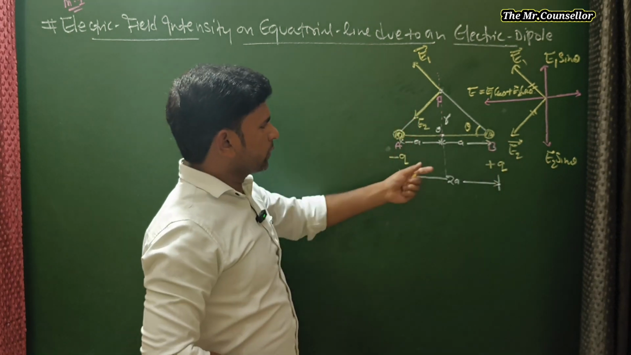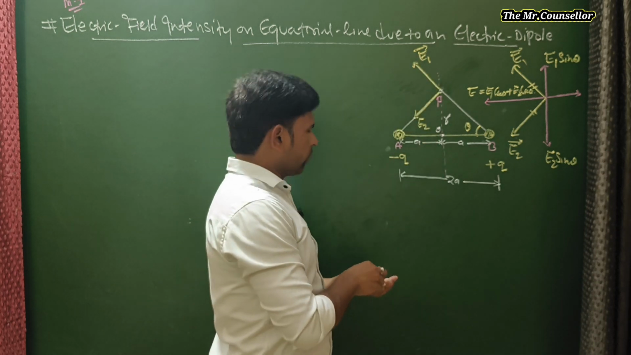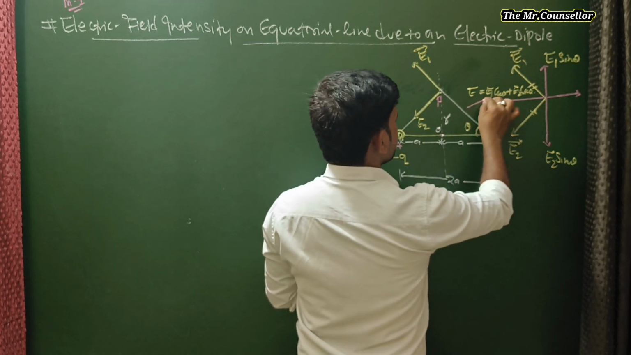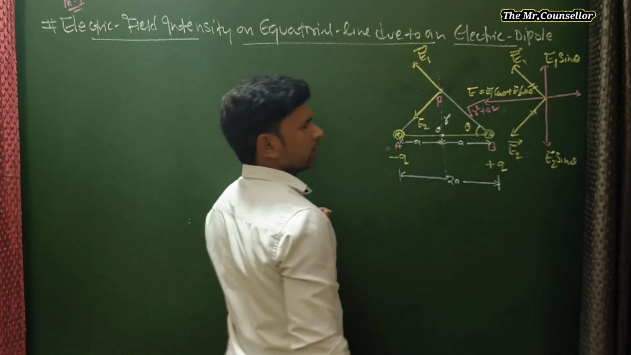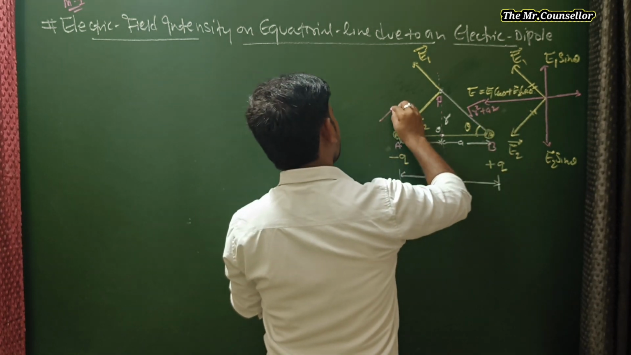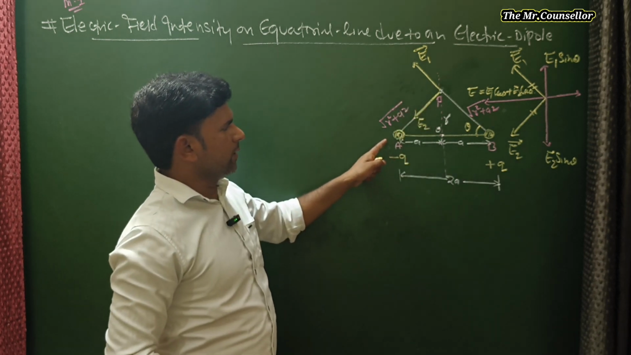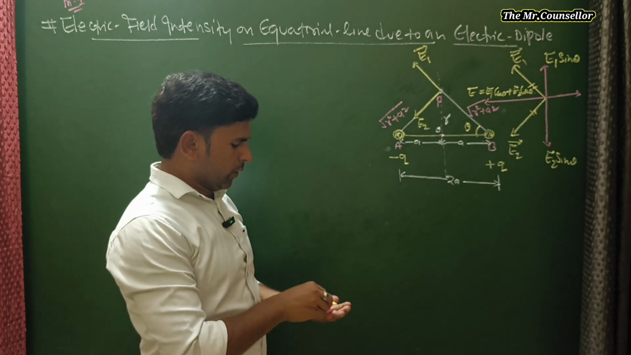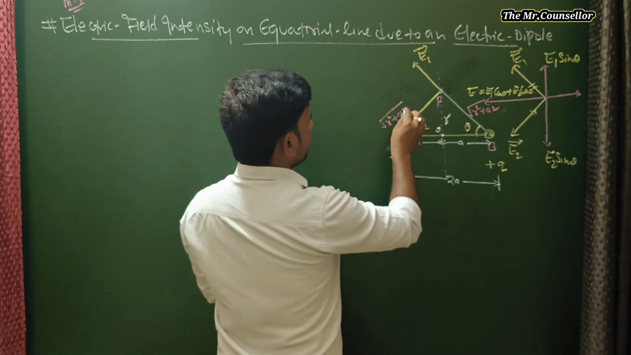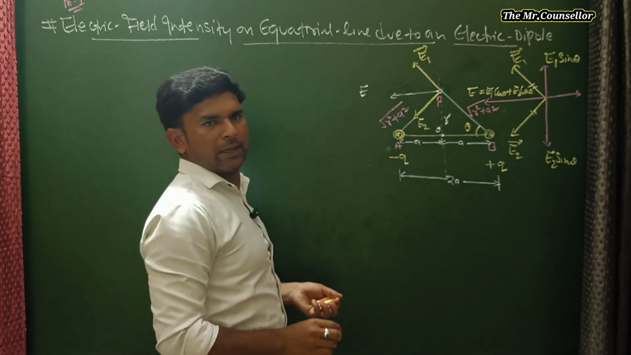Yes or no? So this is the base, this is the height, or perpendicular. So you can find this distance, which will be the square root of r square plus a square. Yes or no? Similarly here also it will be r square plus a square, this distance here to here and here to here. Is it okay or not? Now you need to find the resultant electric field. So it will be like this. This is the resultant electric field.